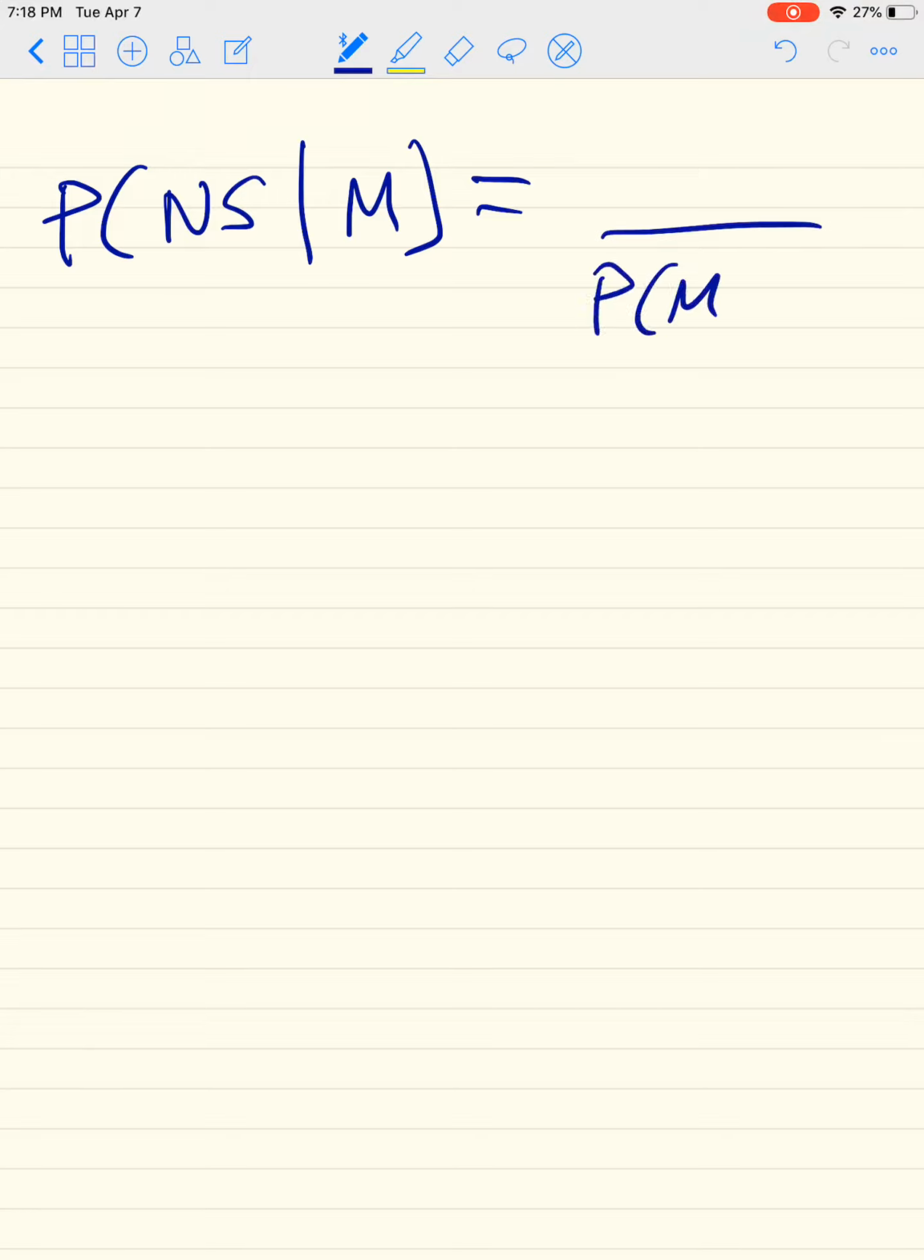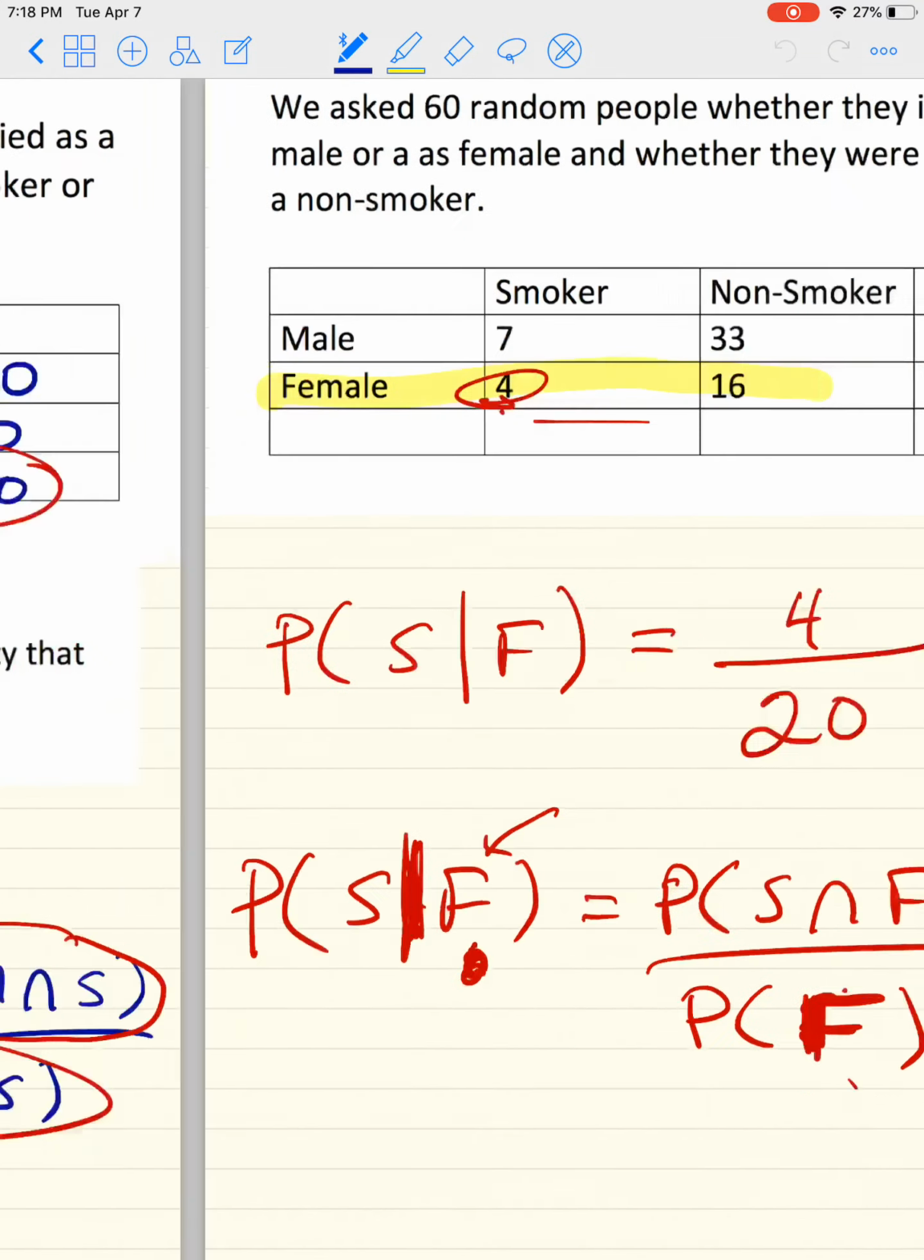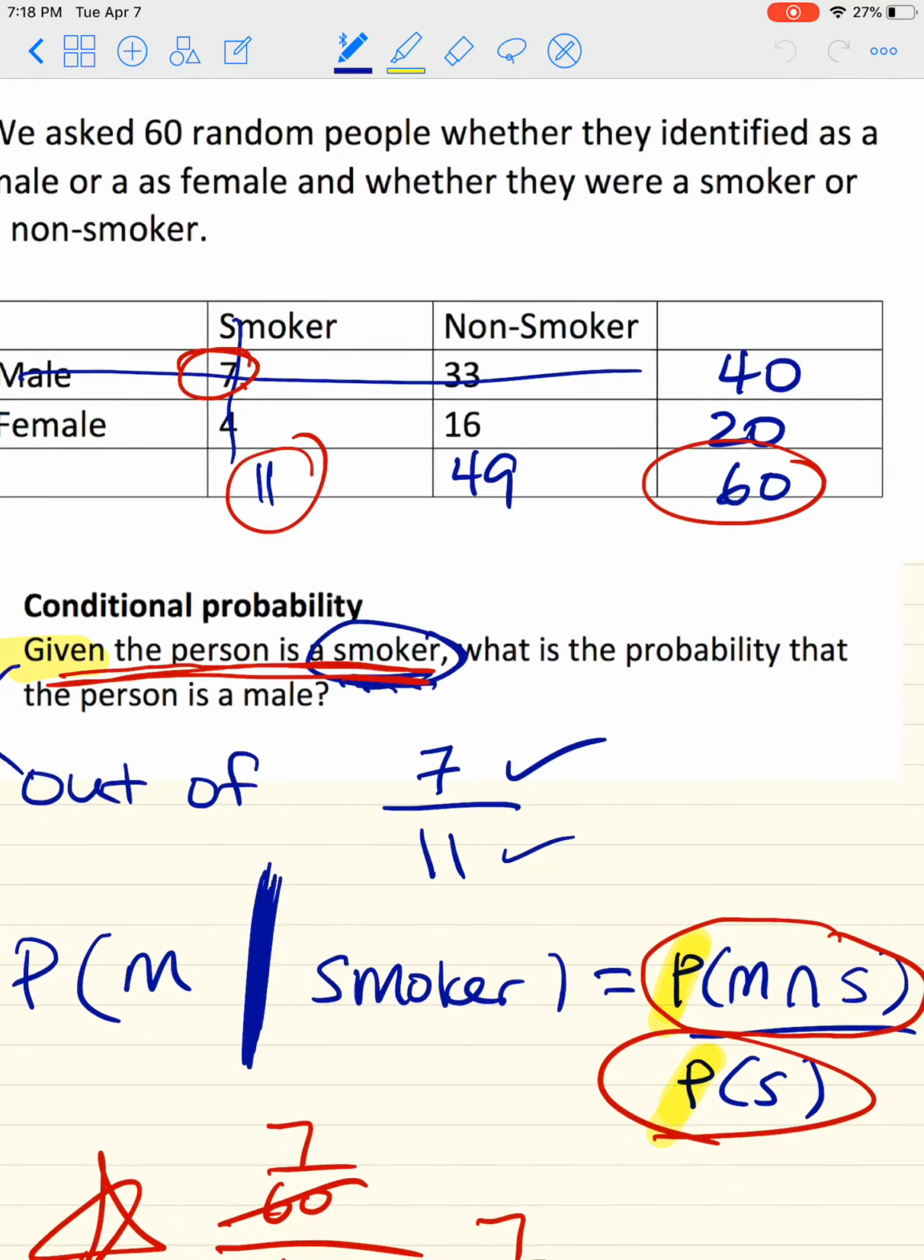What's the probability that the person is a non-smoker given they are a male? So that means out of the males, how many of them are non-smokers? So we're going to go to males. Let's go to this table here since it's already done. Out of the 40, how many are non-smokers? 33 out of 40.